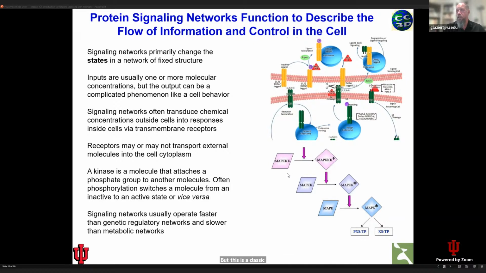You have a kinase that phosphorylates MAP kinase kinase kinase to phosphorylated MAP kinase kinase kinase. MAP kinase kinase kinase, when phosphorylated, transfers its phosphate to MAP kinase kinase, phosphorylating it. Phosphorylated MAP kinase kinase transfers its phosphate to MAP kinase, and phosphorylated MAP kinase then interacts with a variety of other molecular species, in particular, in this case, regulating cell proliferation.